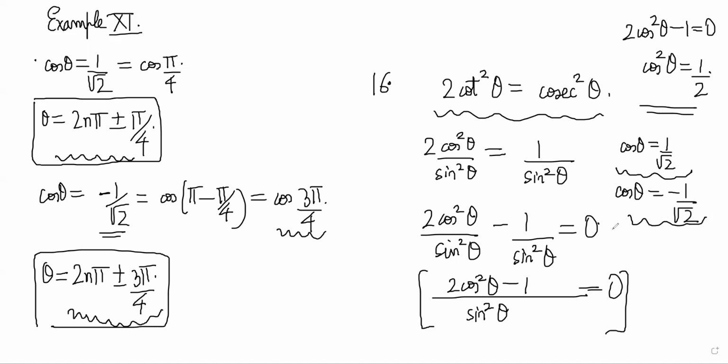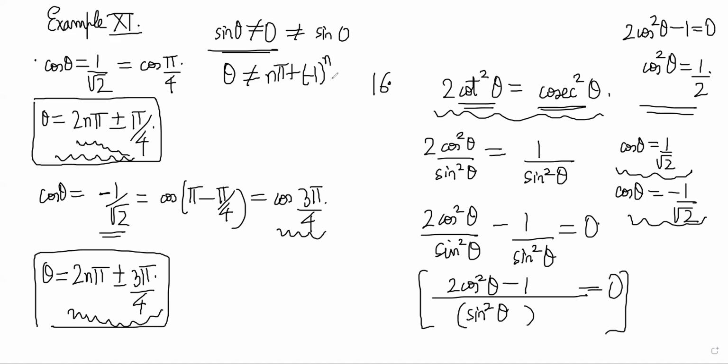And in this equation, you also have to check that sine theta should never be zero, because then the equation is not defined. If sine theta is zero, your cot and cosec will never be defined, right? So if at some value that you are giving here, sine theta is zero, then that value has to be rejected, right? So sine theta is not equal to zero, you can say not equal to sine of zero. So you can say theta is not equal to n pi plus minus 1 power n into zero. So theta should not be equal to n pi.